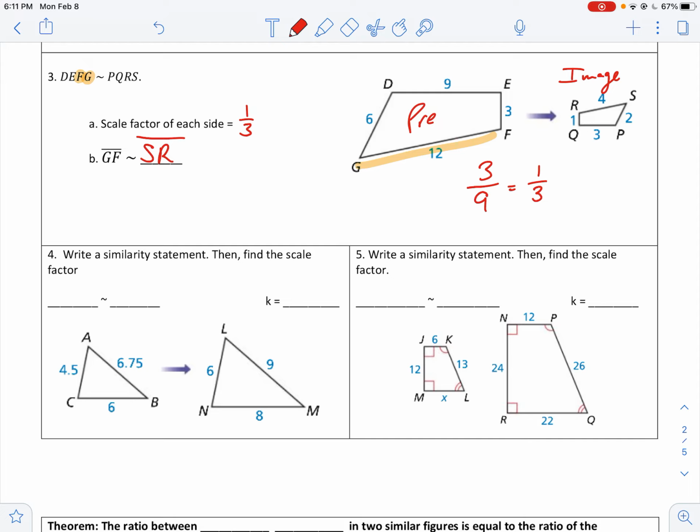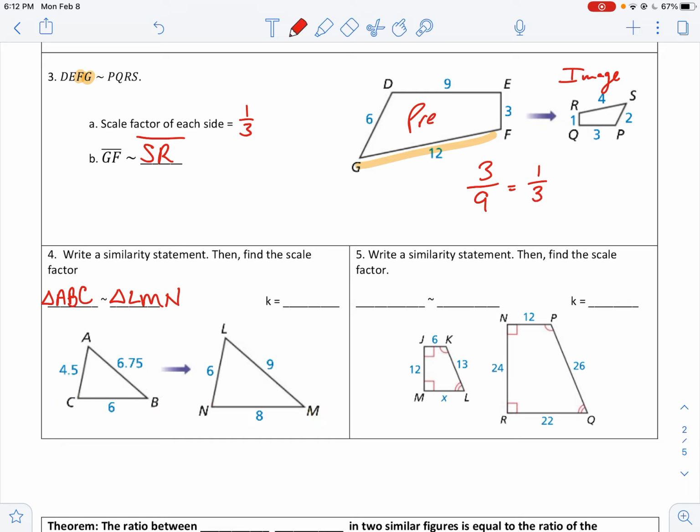And then number 4, we'll write a similarity statement and then find the scale factor. So what you can do is you can really name it whatever you want, any order, and then just make sure that your corresponding parts are in the same exact spot. So what corresponds with A is my first letter. So if A is the first letter, the corresponding part L had better be in the first spot in the other name. So A goes with L, B goes with M, and C goes with N. So that's how I would write my similarity statement.